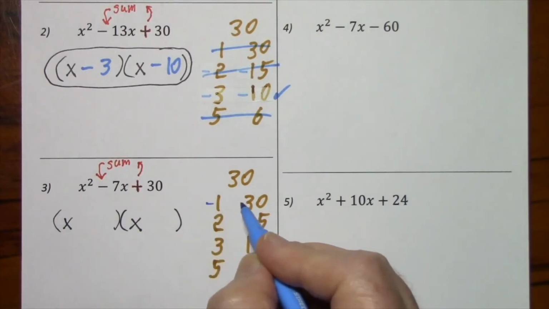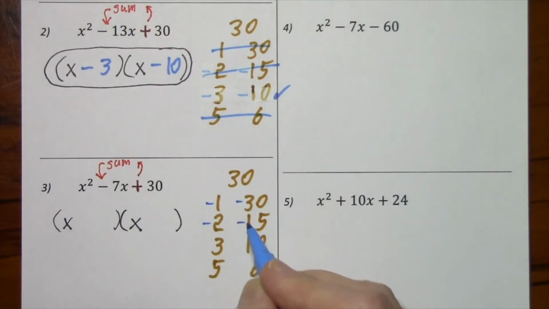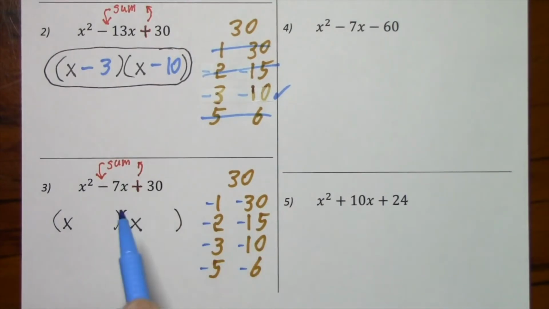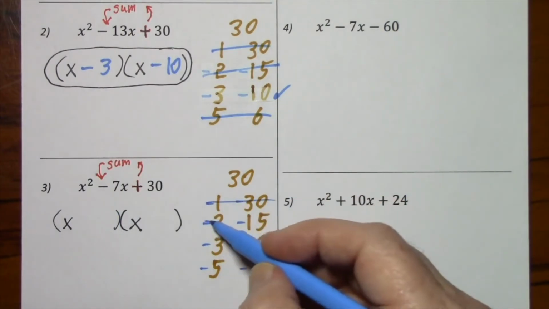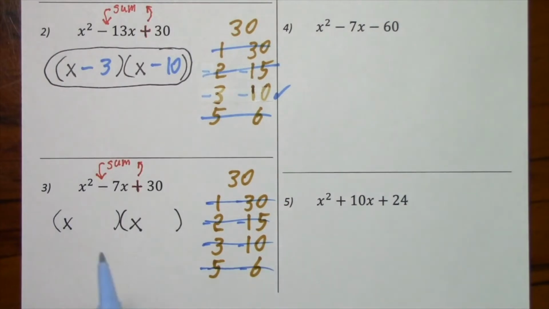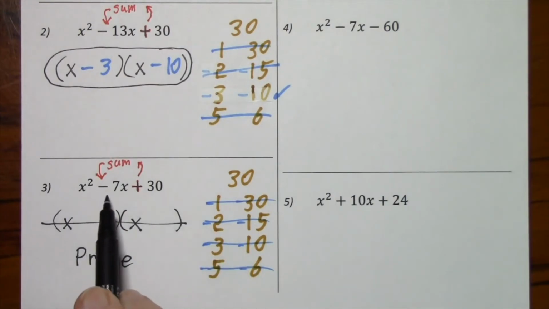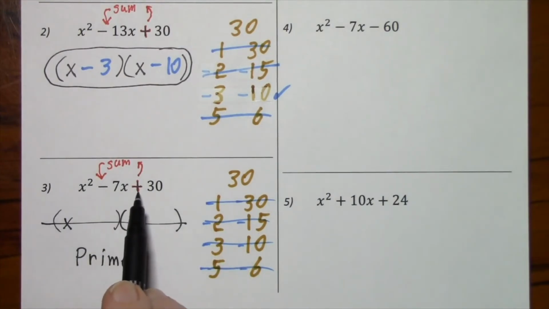But if both signs are negative, there's no way to get a negative 7. So none of these will work, and this trinomial is prime. Again, if you put in a negative 10, a positive 3, you could get your negative 7, but you wouldn't get a positive 30 when you multiplied.